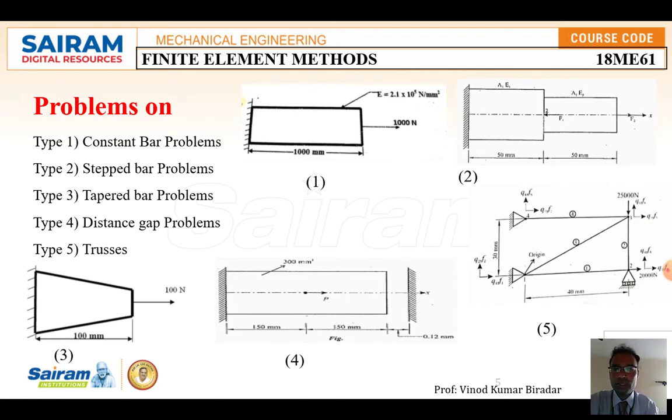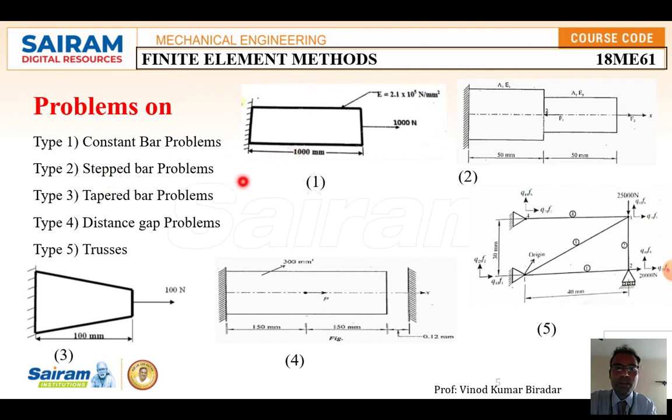Look at constant bar, here I have shown the images also. Constant bar means the area should be constant. So look at this, this is a constant bar section. This type of problem we are going to call a type 1 problem, that is the constant bar problem. We are going to solve it using the elimination method or penalty method.